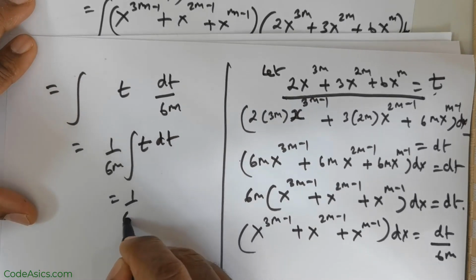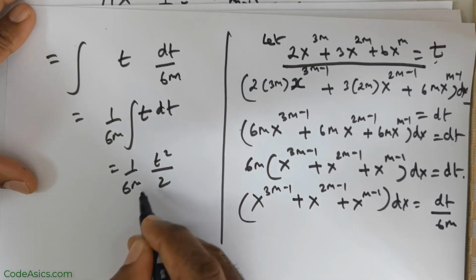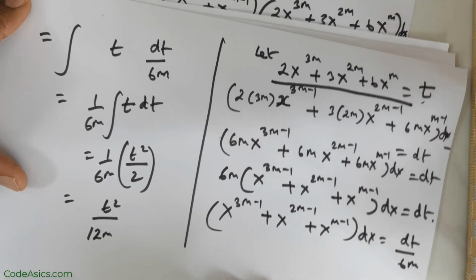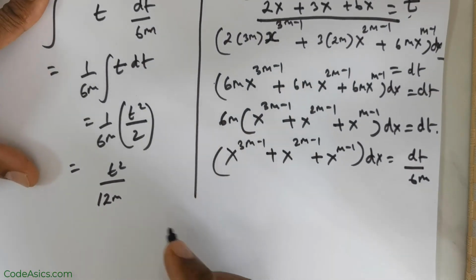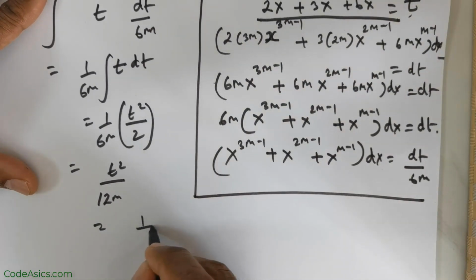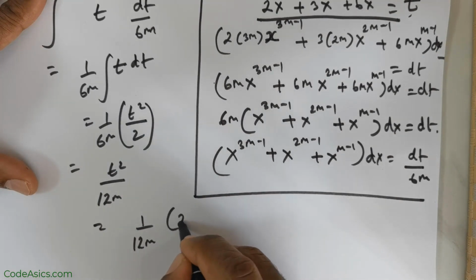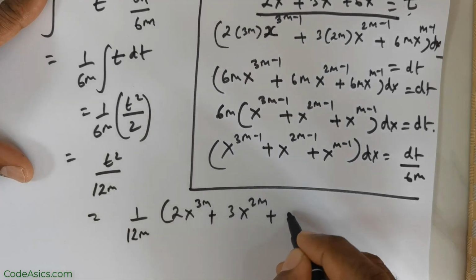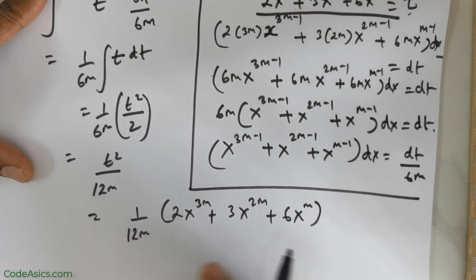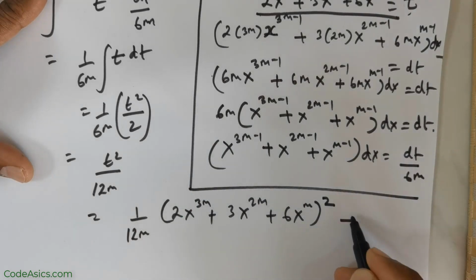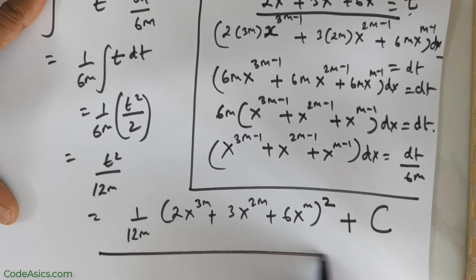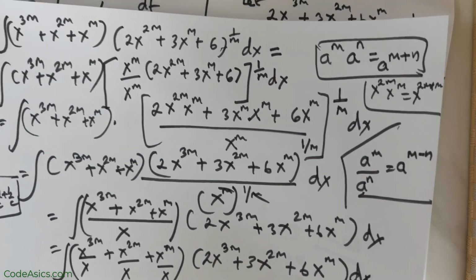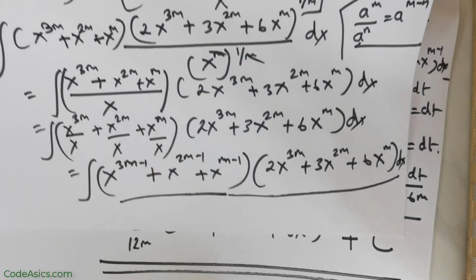You integrate that. You get t squared divided by 2, which can be written as t squared divided by 12m. But my t is this. So substitute that. This is equal to 1 over 12m times 2 times x raised to the power of 3m plus 3 times x raised to the power of 2m plus 6 times x raised to the power of m, all raised to the power of 2. So place the 2 and place the arbitrary constant c, which is the final answer to this beautiful question. So this is a lovely question. I hope you enjoyed this.